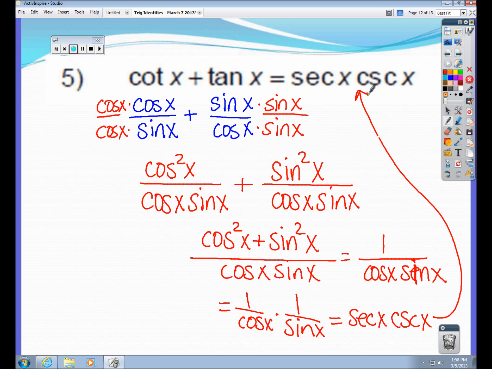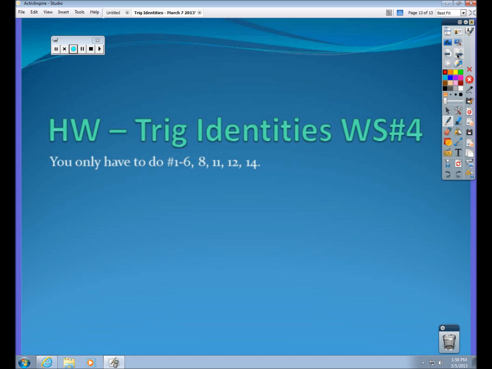Okay, you've got to know your identities. If you were not in class, then you are going to work on Trig Identity Worksheet 4. This is due on Thursday before the test, but you only have to do problems 1 through 6, number 8, 11, 12, and 14. Try them. Don't come for tutoring with a blank page. You've got to try something first.